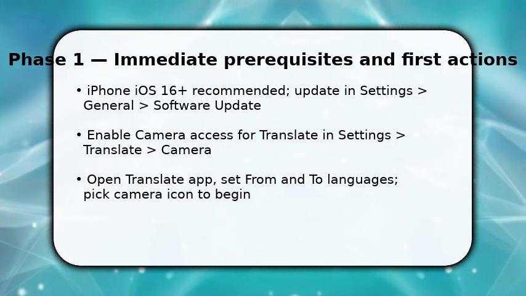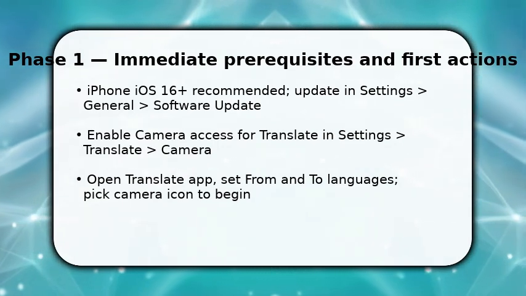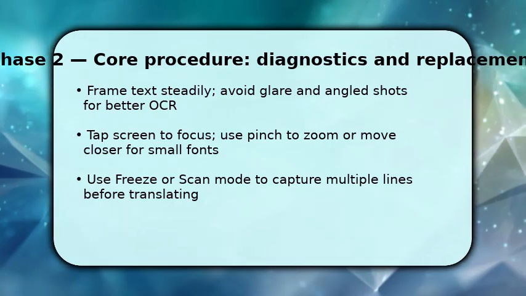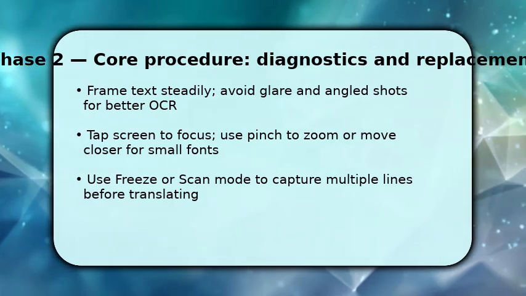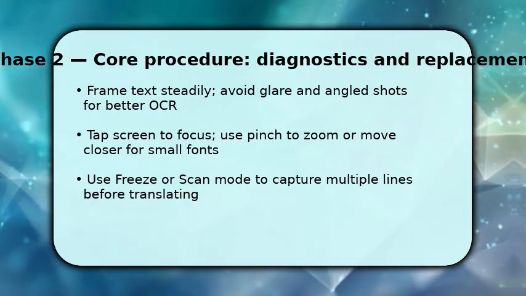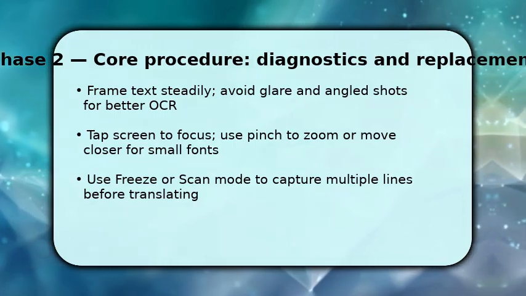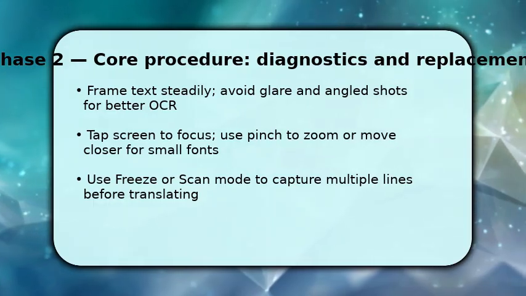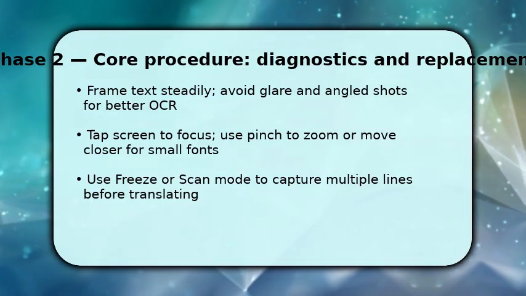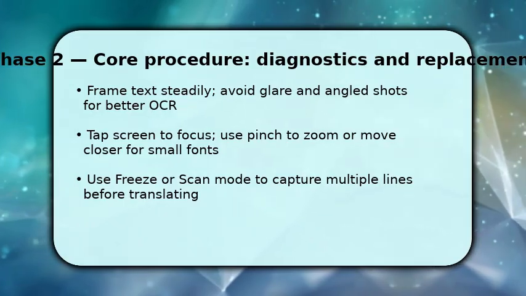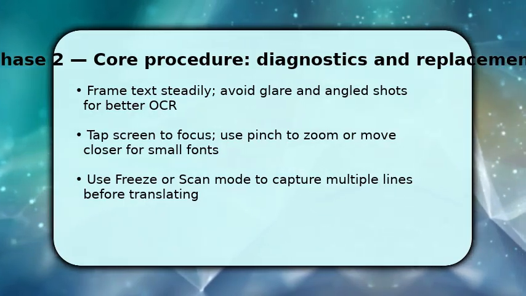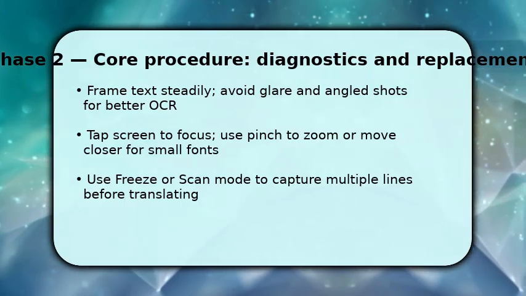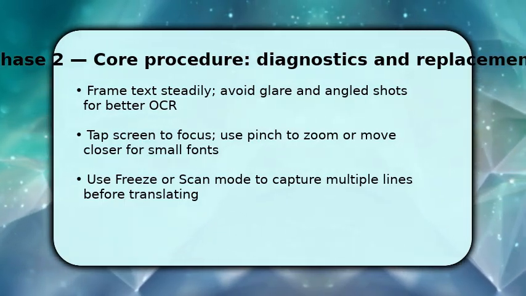Now you refine the capture. Hold the phone perpendicular to the text and steady, because OCR accuracy drops with glare or tilt. Tap to focus and pinch to zoom if letters are tiny. This improves character recognition. Use freeze or scan to lock a frame, which lets you scroll through multiple lines and manually select text segments when automatic detection misses words. Once selected, the app runs the translation. Make sure the source language matches detected script, because that avoids wrong substitution.